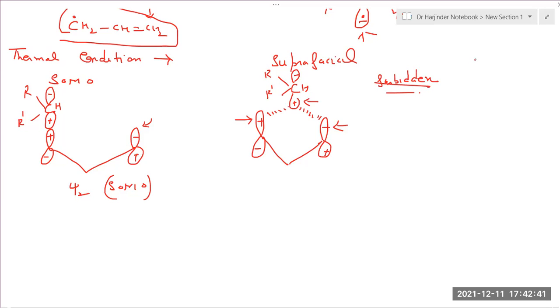It is forbidden. If it takes place, will it take place with retention in configuration or with inversion in configuration? On the inversion, no. The bond breaks here. These groups are present on the same side. The bond breaks here, it migrates over this position, and finally it will migrate over here, the same as this. Retention. Okay, it will take place with retention in configuration or with inversion, if it takes place at all. Otherwise, it is forbidden.